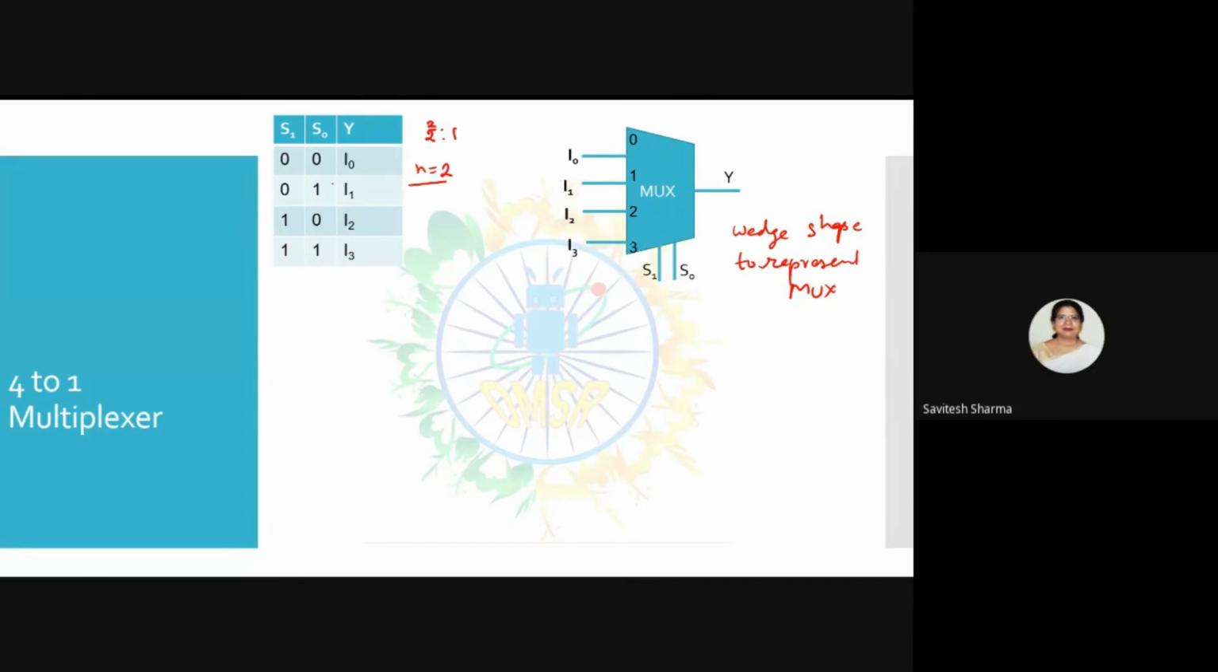So you see the truth table here. This time I have 2 select lines, so I am writing S0 and S1. 2 select lines means 4 combinations. Based on the 4 combinations, I will decide which input will appear at the output. For the 0-0 combination, I decided I0 will appear. For 0-1, I1 will appear at the output. For 1-0, I2 will appear. For 1-1, I3 will appear. So based on this concept, I decide which input will appear at the output at a time. Here comes the select line.